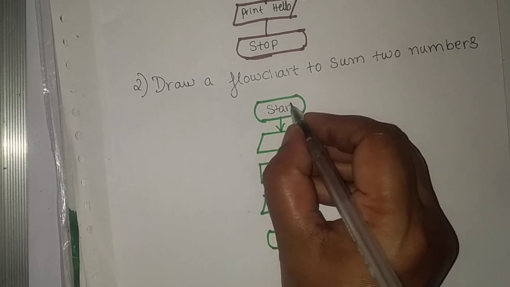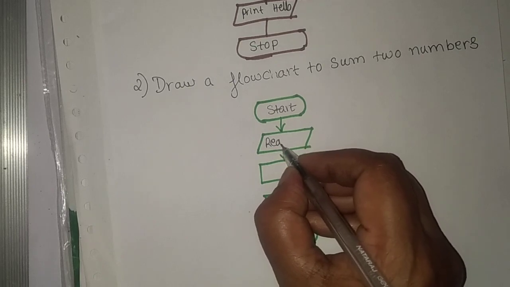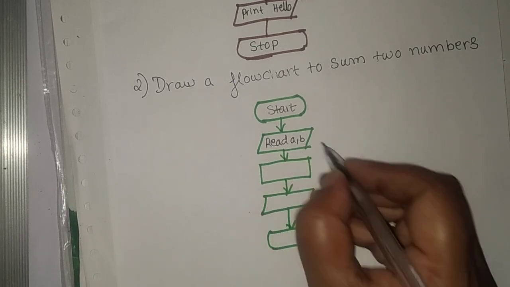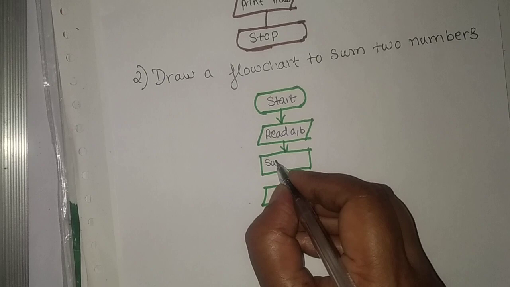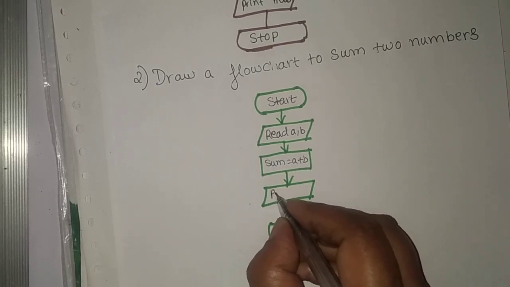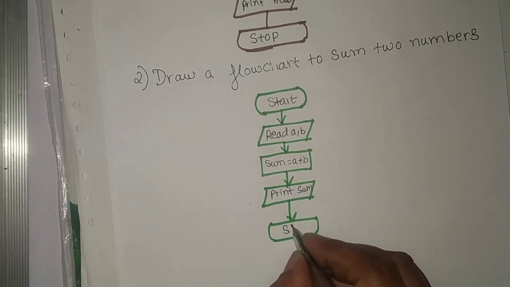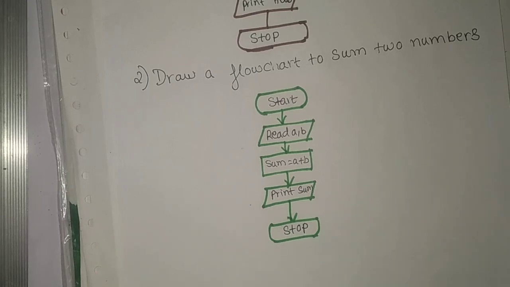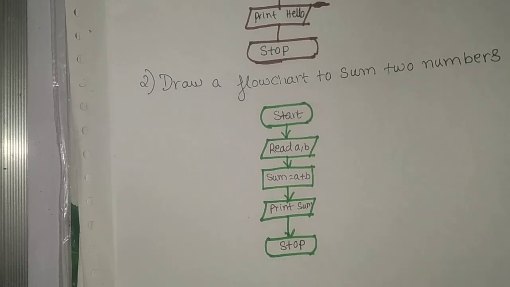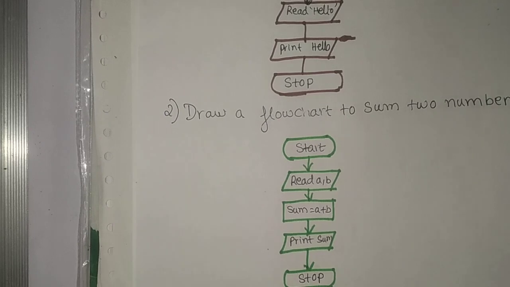Start, then read A, B, then we'll calculate the sum is equal to A plus B, then print sum, last step is stop. So this is the flowchart to add two numbers.